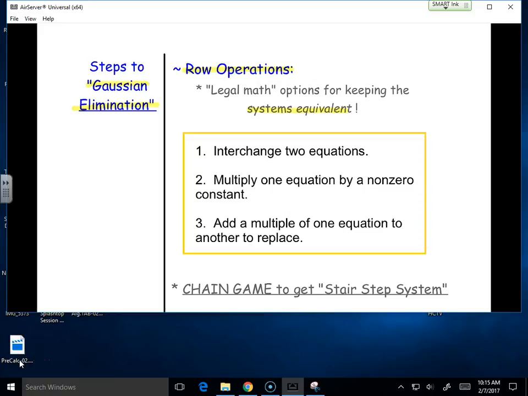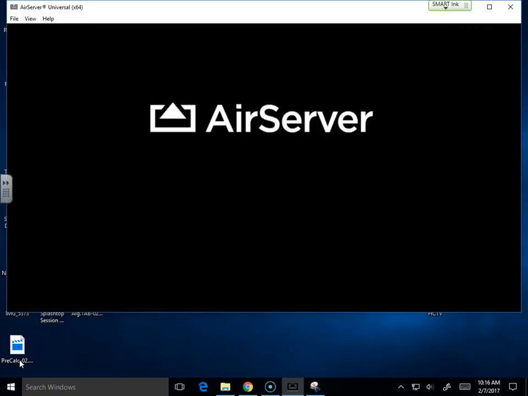All from the mathematician, is it Friedrich Gauss? I should know that. The Gaussian elimination. Legal math options for keeping the systems equivalent. And here they are, 1, 2, or 3. You can switch up two equations. Put the top one second, put the second one first. You can multiply entire equations by a constant like we did with elimination. And you can add together. So basically, you can interchange and you can, oh no. He died. Hold on. He didn't literally die, he just went away.